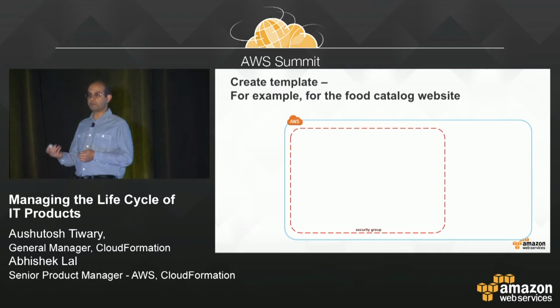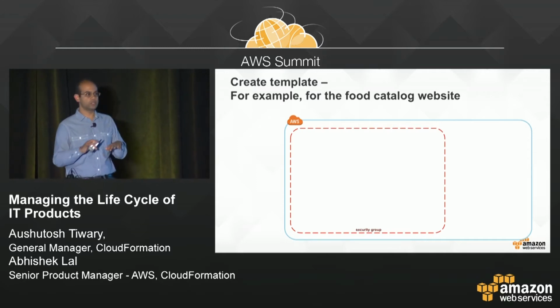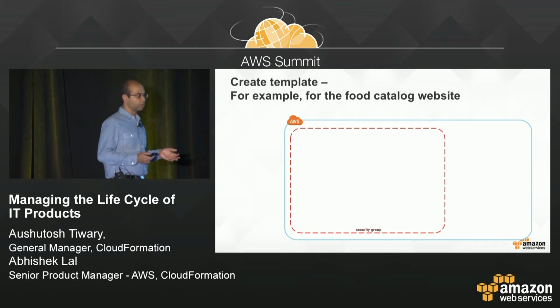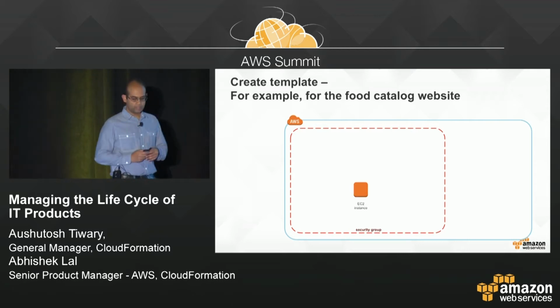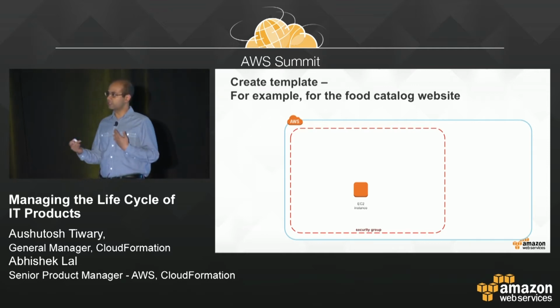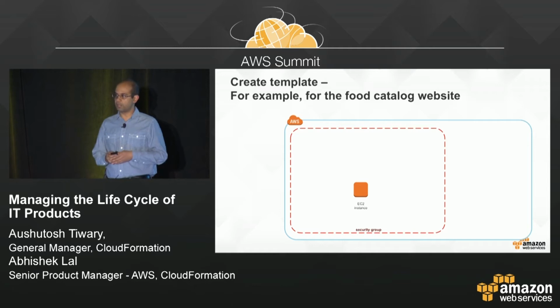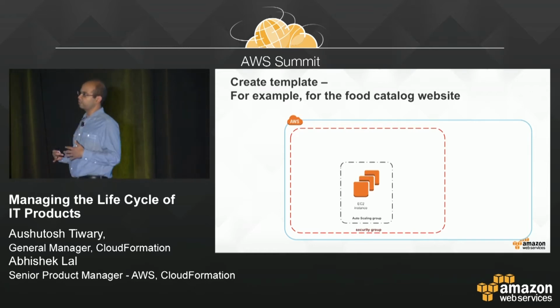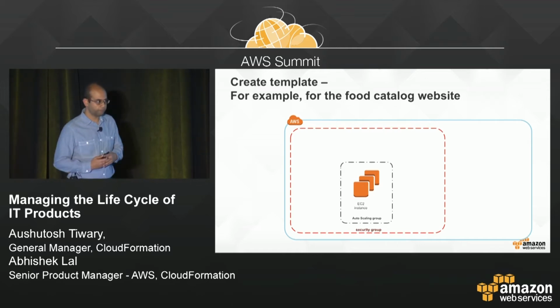Security, that's primary. So I'm going to start with a security group so that I have a boundary in which I'm going to put all my resources. I'm going to add the actual web servers. Now, a single web server is probably not going to be enough. I want to scale it based on the requirements and the workload. So I'm going to take several of these instances and put it in an auto-scaling group.